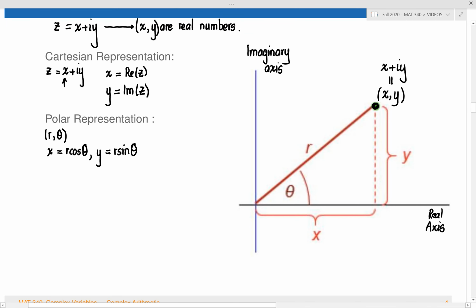All right. So then in our case, z is going to be x, which is r cosine theta, plus i times y, which is r sine theta. And what we're going to do is factor out the r and write it as cosine theta plus i sine theta.